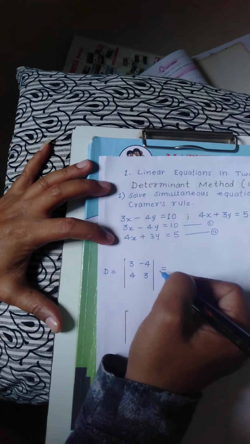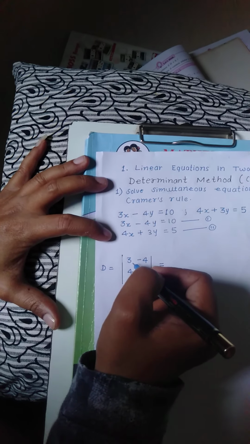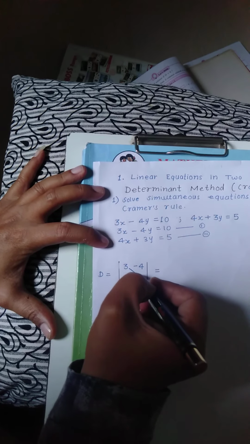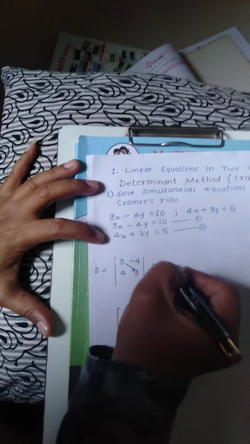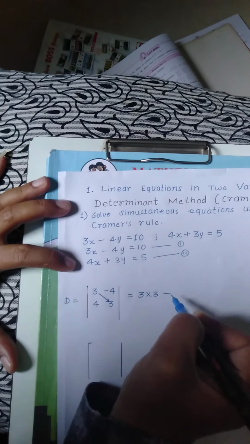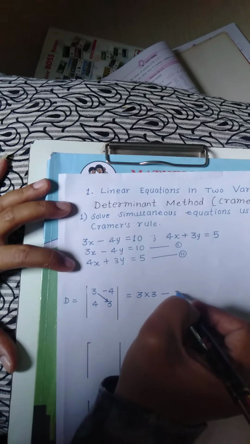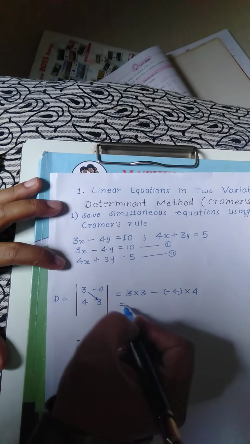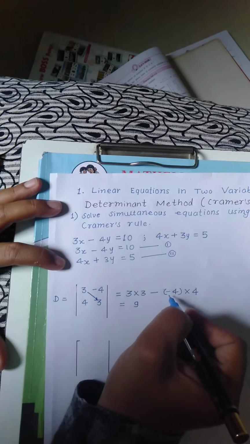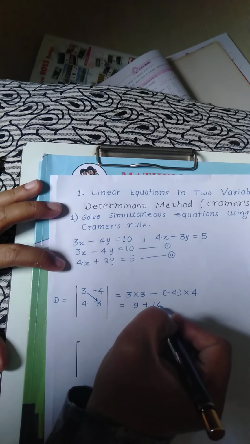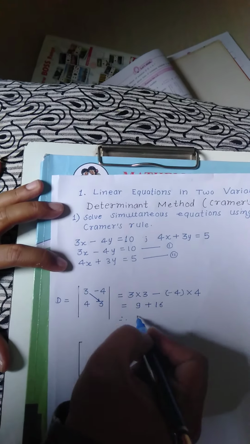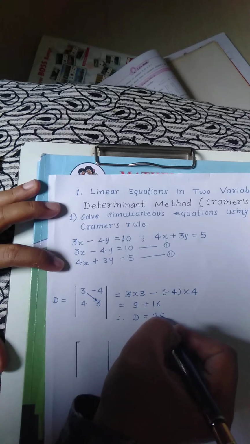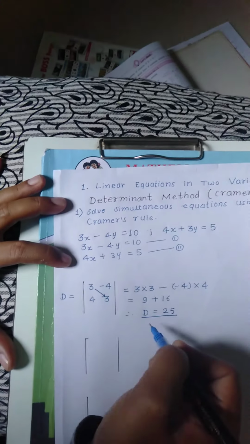To calculate the determinant, cross multiplication of these and subtraction is required. How to calculate? First we take 3 into 3 minus 4 into 4. Now calculate. 3 3s are 9, negative negative positive, so 4 4s are 16. Therefore the value of determinant D is equal to 16 plus 9, which is 25. This is the value of the determinant.